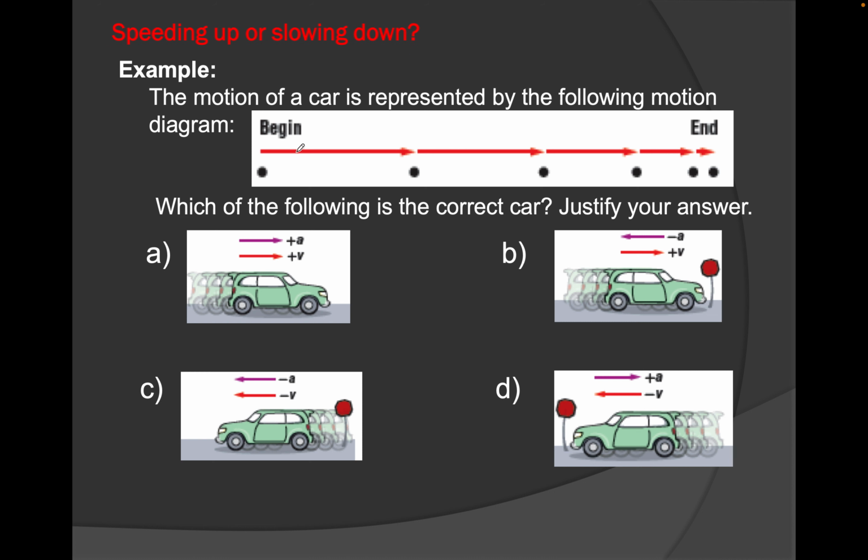Another example here is we have the dots now. The arrow is pointing to the right and it looks like he is slowing down. So which one's the best answer? You can see that B is the best answer here.